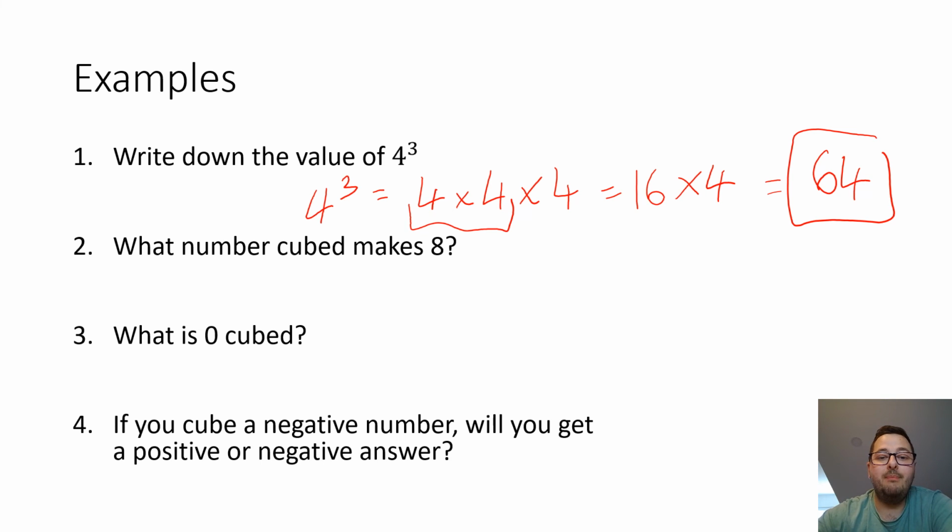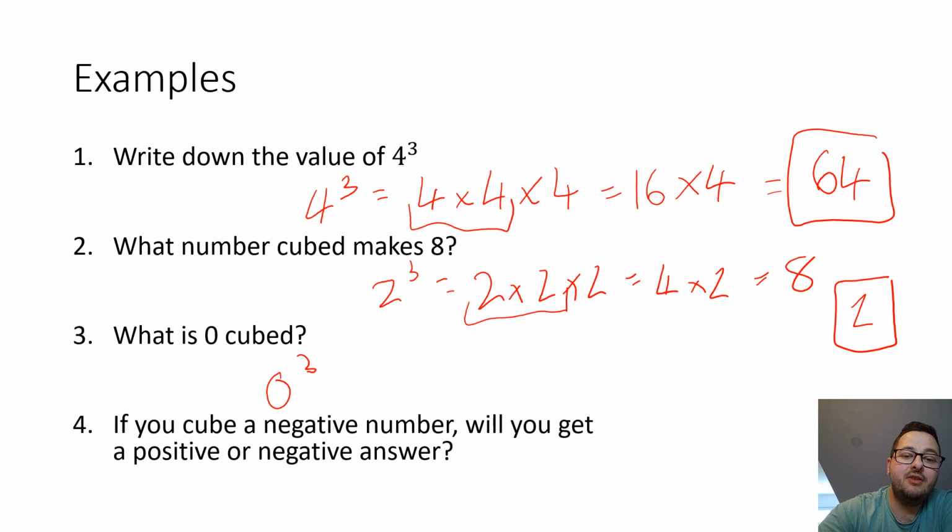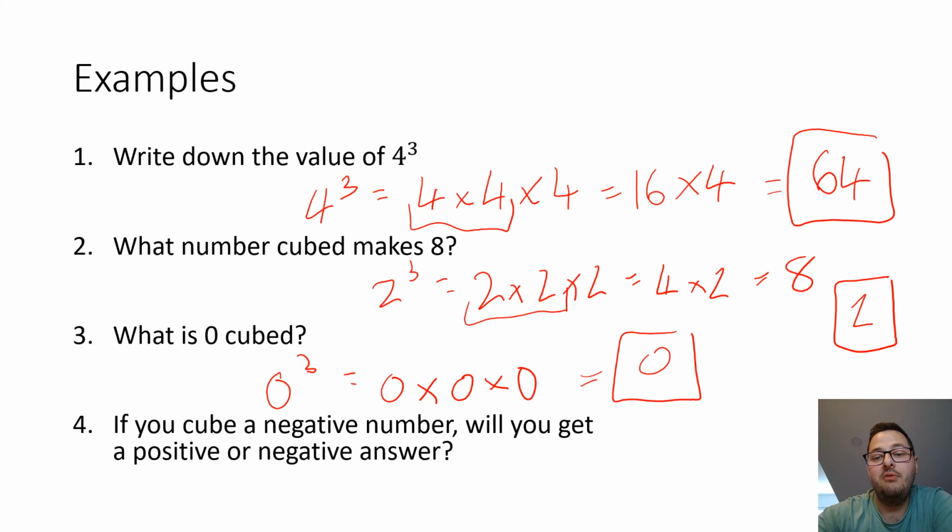Okay, number 2. What number cubed makes 8? Well, again, you can just try a few numbers, but eventually you'll find that 2 cubed is 2 times 2 times 2, which if we do the 2 times 2 first, that's 4. And 4 times 2 is 8. So the answer to that one is going to be 2. Number 3, what is 0 cubed? So similar to 1 then. So 0 cubed is just 0 times 0 times 0. And that's going to give you 0.